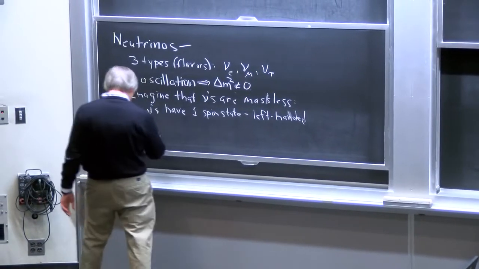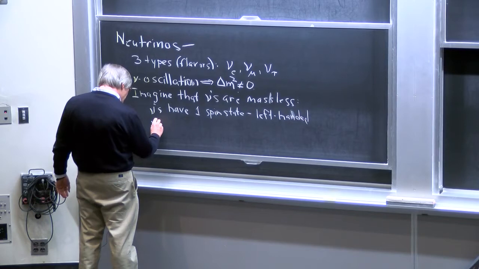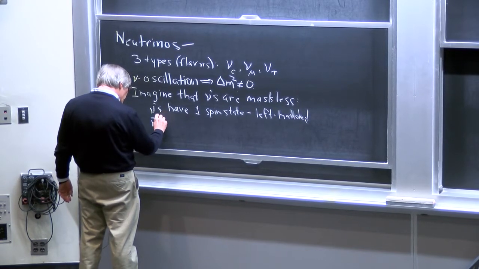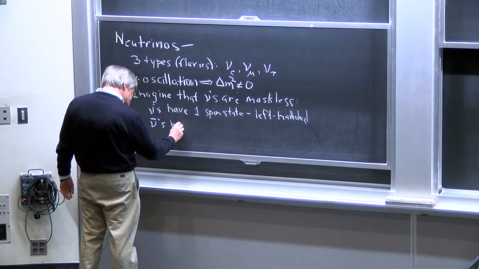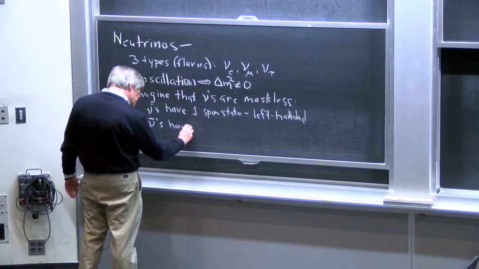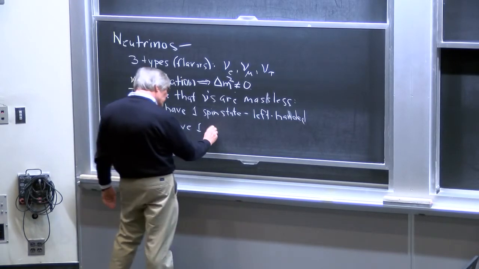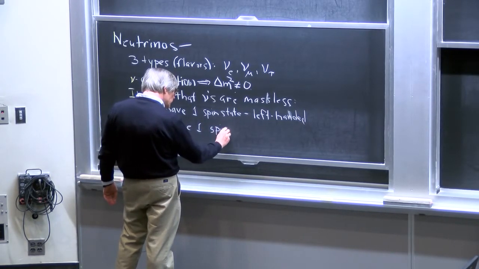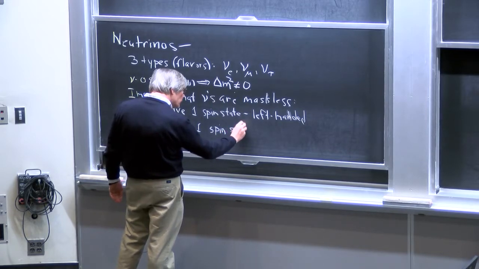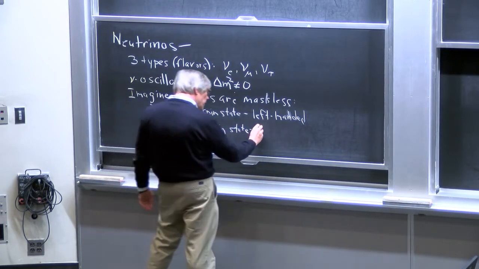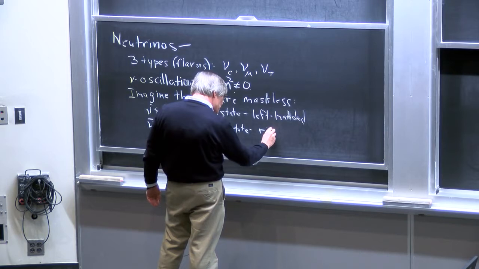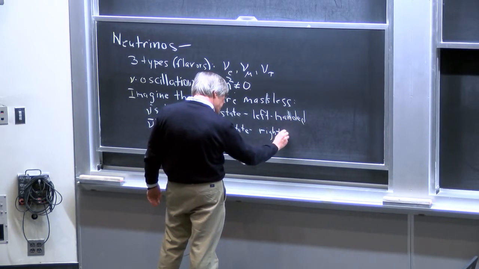Now, antineutrinos, which I'll write with a bar over it, also have one spin state. And as you might guess, since antiparticles are kind of the opposite of particles, that is right-handed.